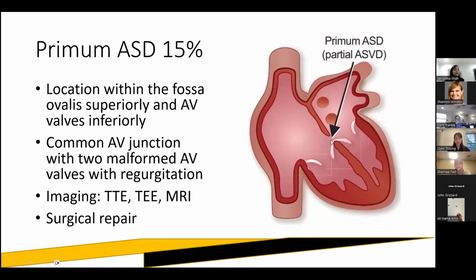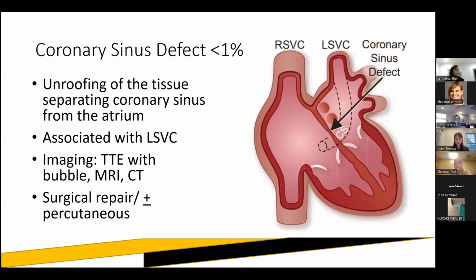Primum ASD is located at the bottom of the fossa ovalis above the AV valve. It commonly involves malformation of the AV valves, the right-sided and left-sided AV valves with regurgitation. Generally, transthoracic echo, TEE, and MRI are diagnostic, and I'll tell you that I had trouble finding an MRI because we generally make the diagnosis by transthoracic or TEE and then proceed to surgery. And this occurs in about 15% of individuals with ASD. Coronary sinus defect is less than 1%.